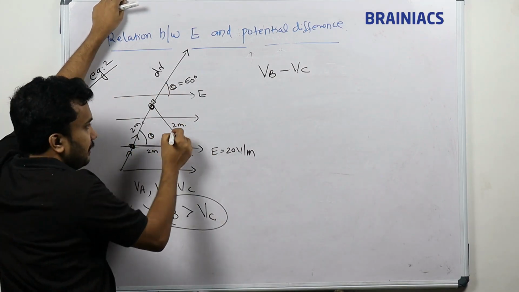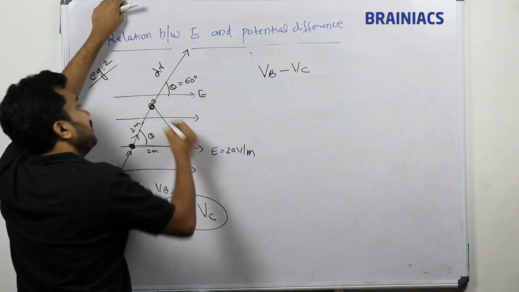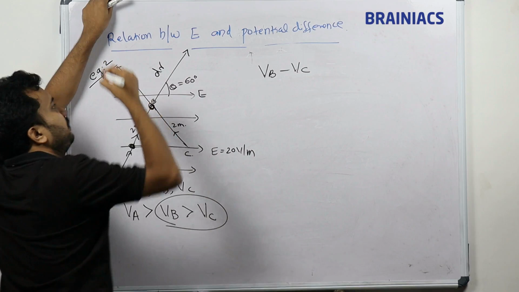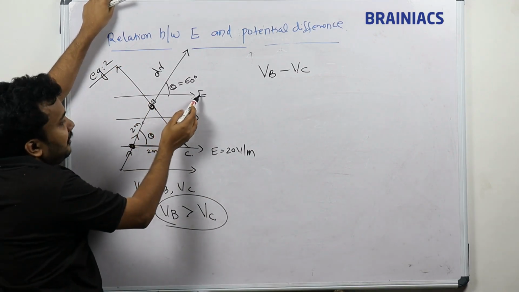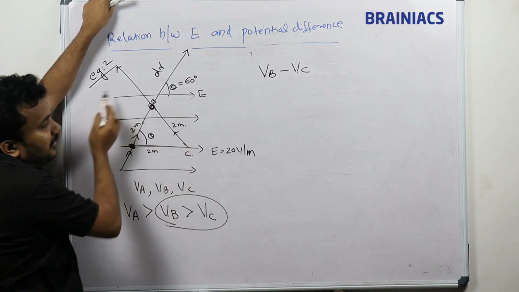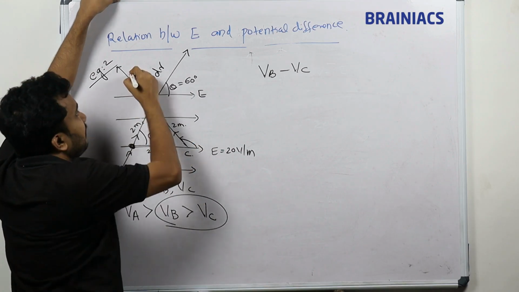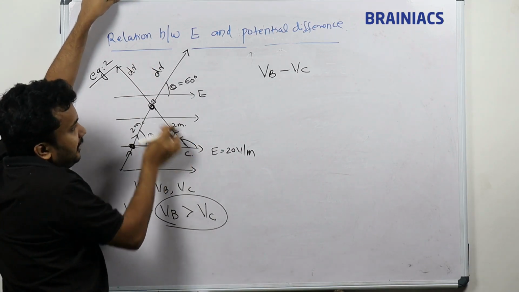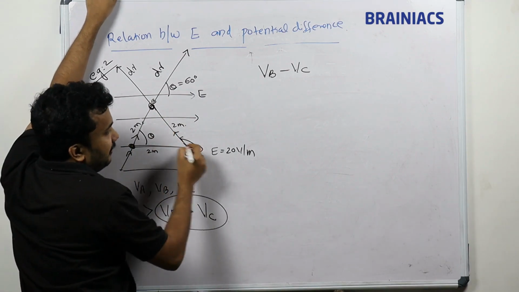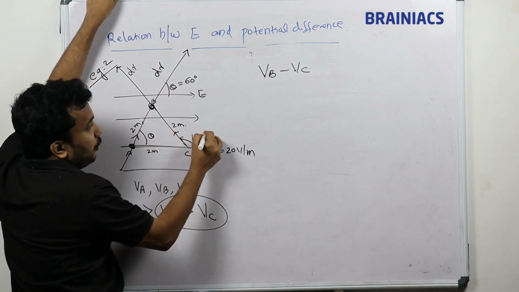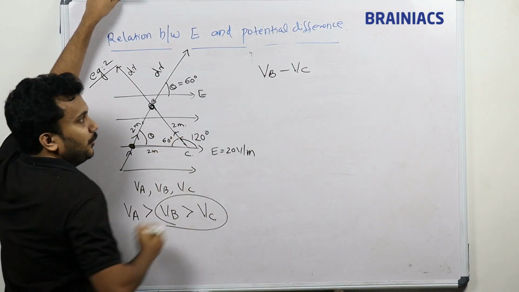VB minus VC means I am moving from where to where? VB is the final point. I am moving from C to B like this. Then we have to see the angle between the electric field and this distance vector, the dr from C to B. What is the dr value? 2. What is the angle here? This angle is 120 degrees, because this angle is 60 degrees.